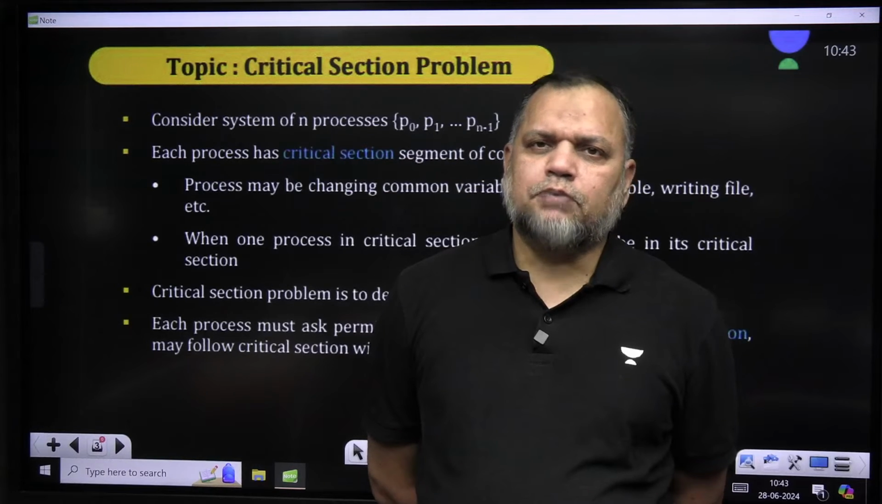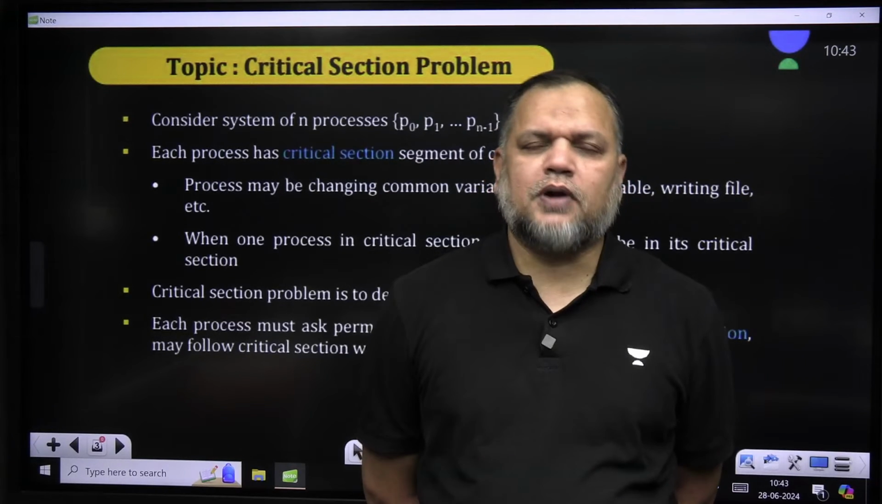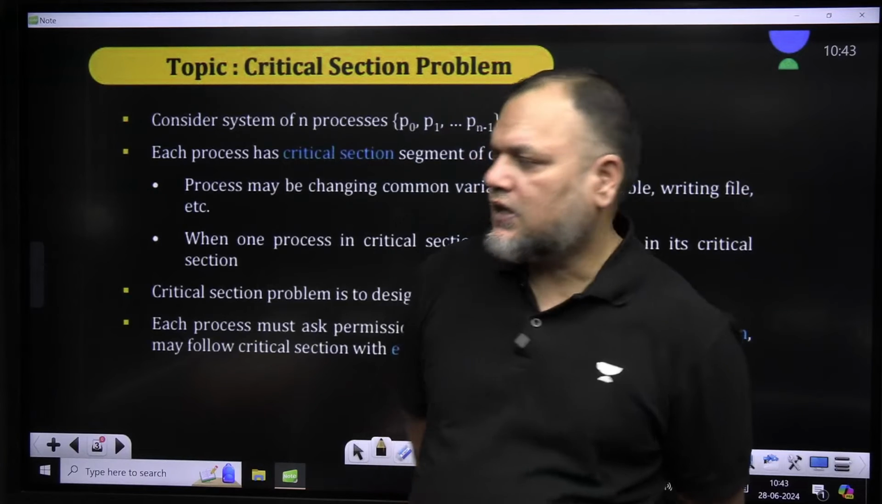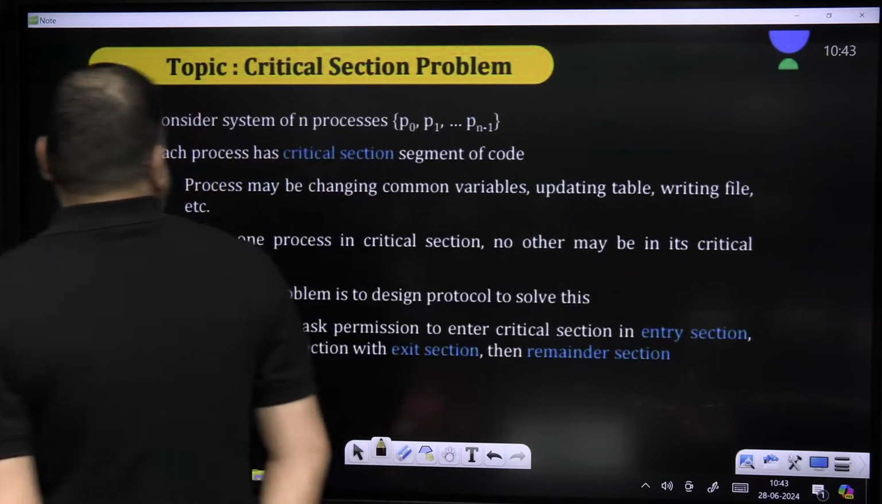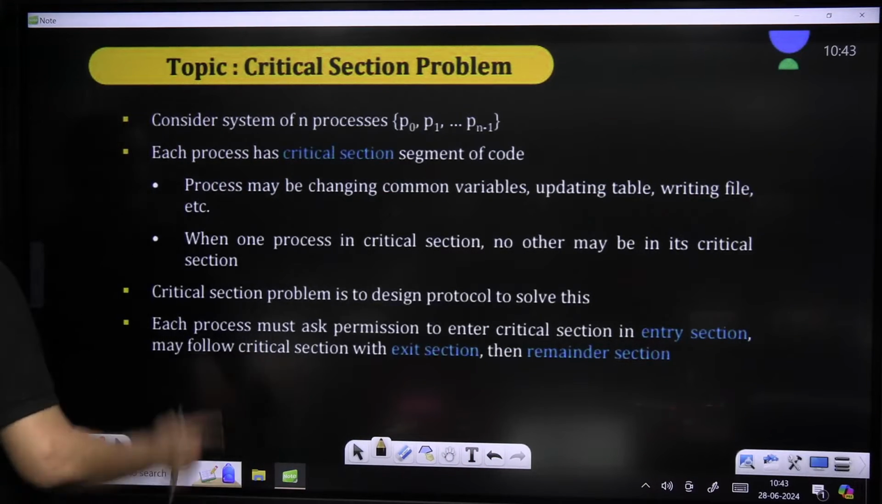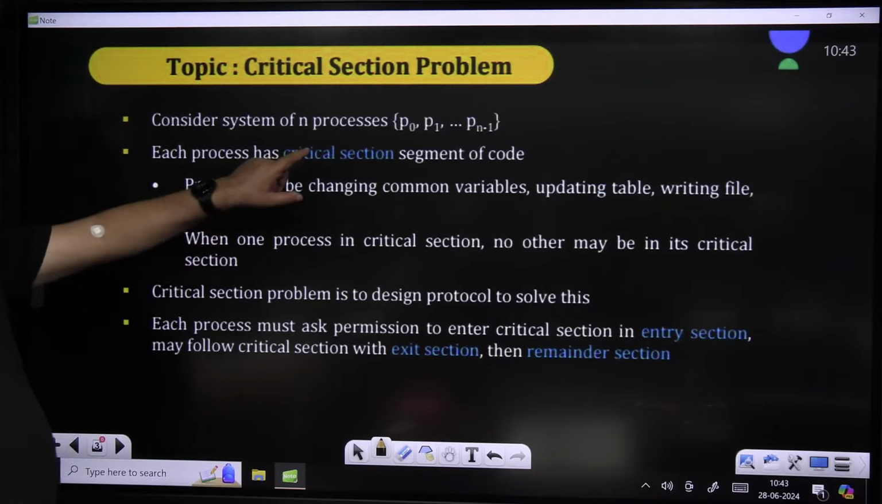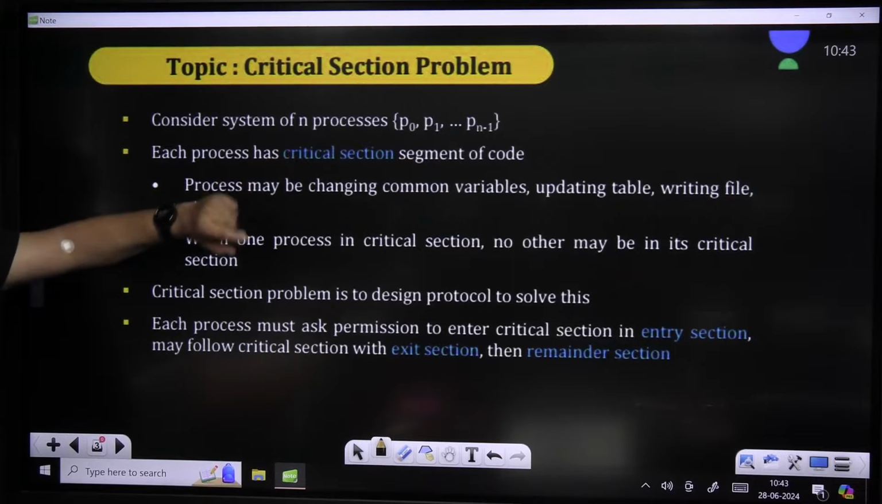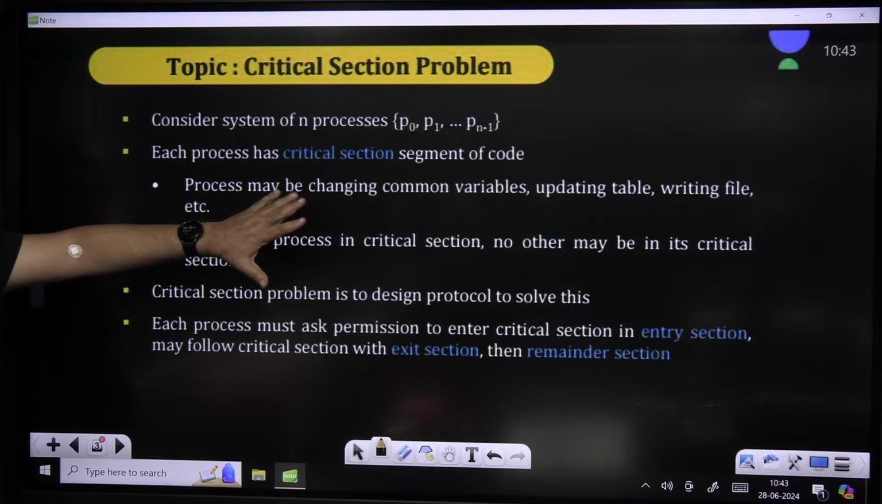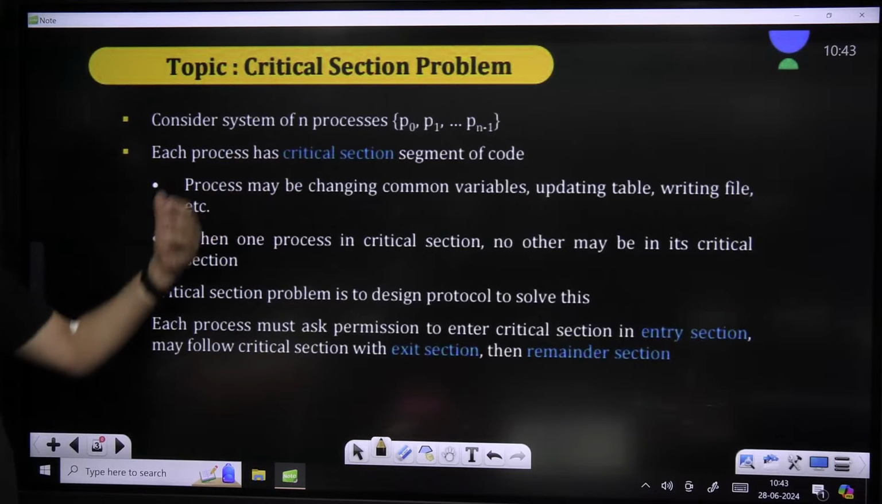So this compels us to solve the problem which is named the critical section problem. So फिर से एक बार यहाँ पर देख लीजिएगा. The system, we assume, will have n processes. Each process will have critical section code. Processes may be changing common variables, updating a file, updating a table.